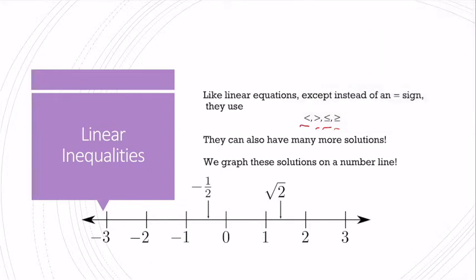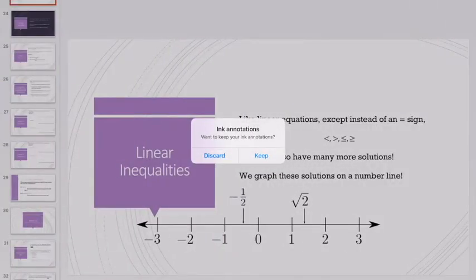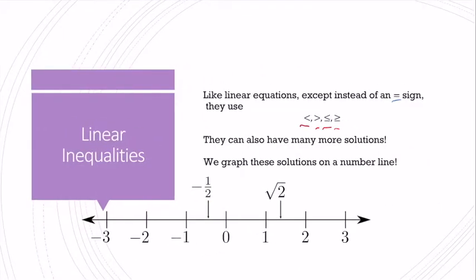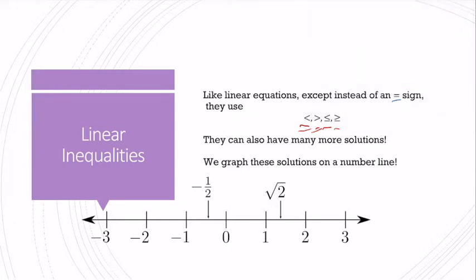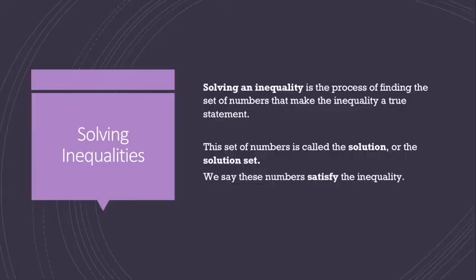Typically, we just would have x equals 4, right? But now I could have x is less than 4, greater than 4, less than or equal to, or greater than or equal to 4, right? And that would have many, many solutions. So we're going to need to graph these solutions on a number line.